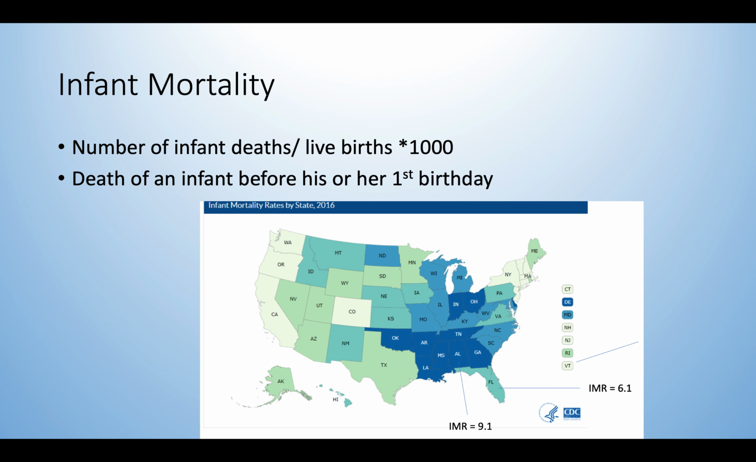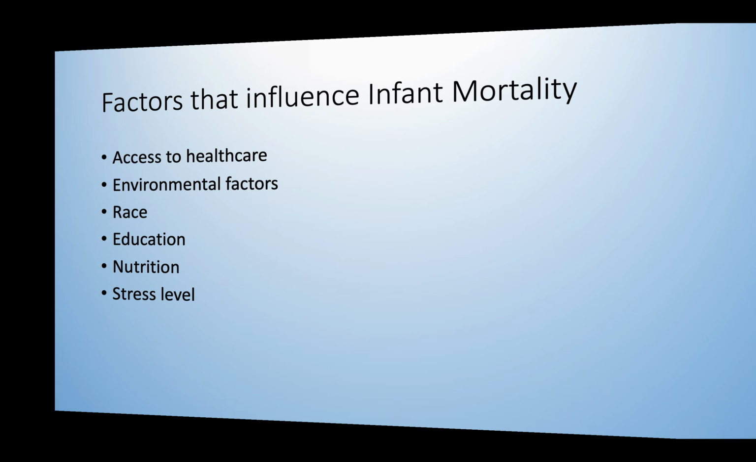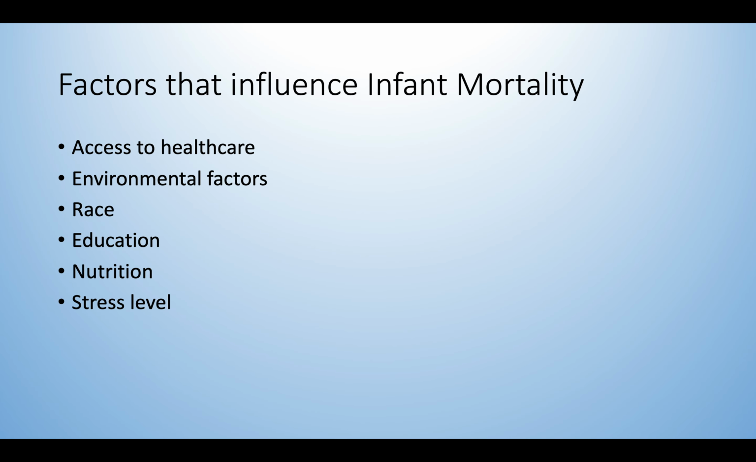And as you can see by the graph of the United States, the South has a higher rate of infant mortality, which is going to tell us a lot about how well an area is doing. Just based off the infant mortality rate, you can determine pretty much the income level of the state, the access to healthcare, access to nutritional food. So infant mortality can tell us a lot about how a state or area is doing. Some factors that influence infant mortality are access to healthcare, environmental factors, race, education, nutrition, and stress level. And in the next few slides, we're going to go over in depth some of these factors.